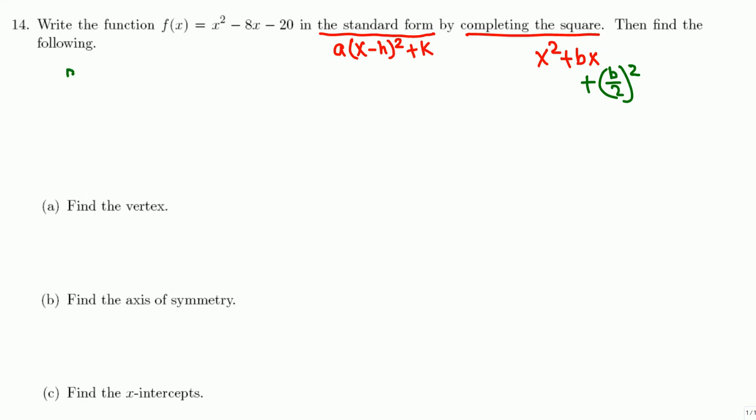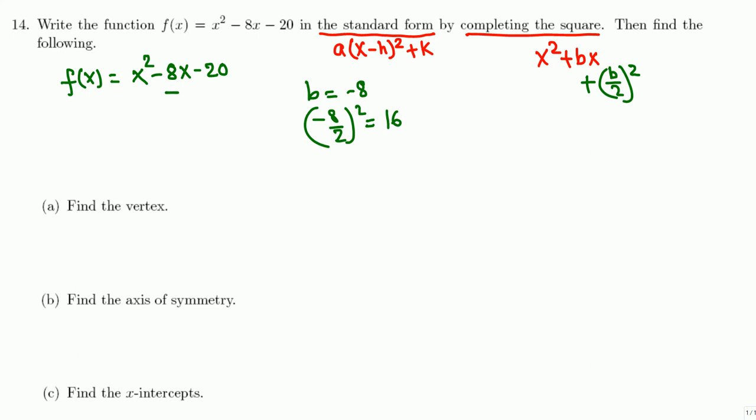We have the function equals x² − 8x − 20. So this is x² plus negative 8x. In any case, b is negative 8. To complete the square, we have to add half of b squared. So half of b means (−8/2)². 8 over 2 is 4, and negative squared is positive. This is 4 squared, 16. So we need to add 16 to the first two terms.